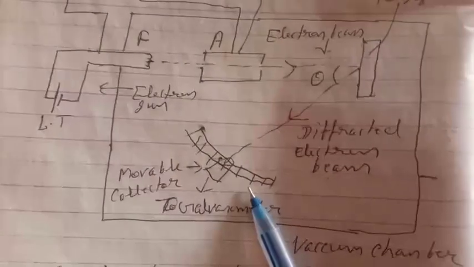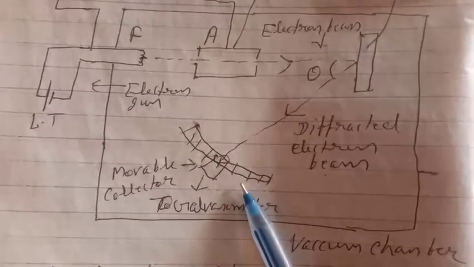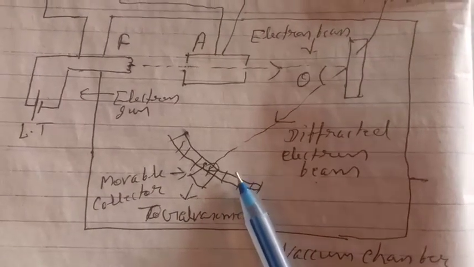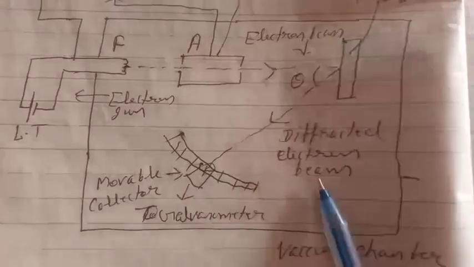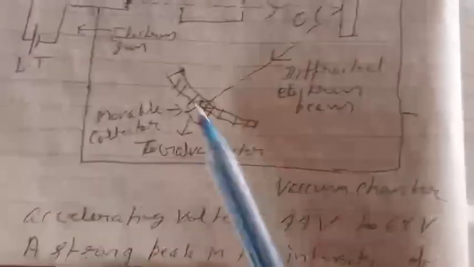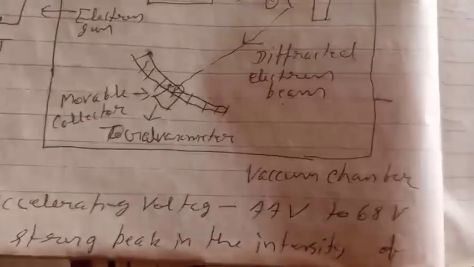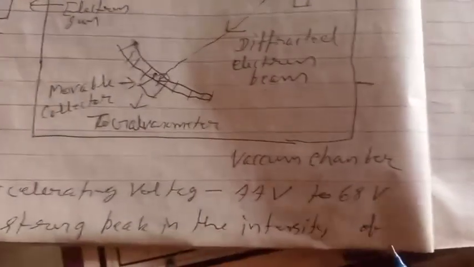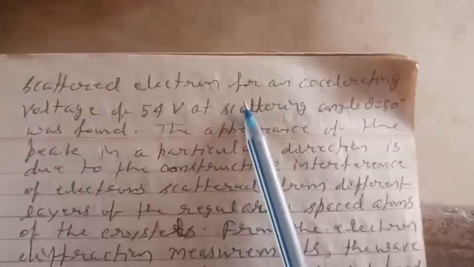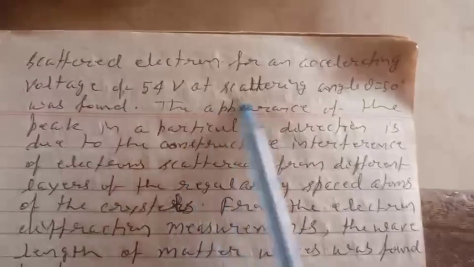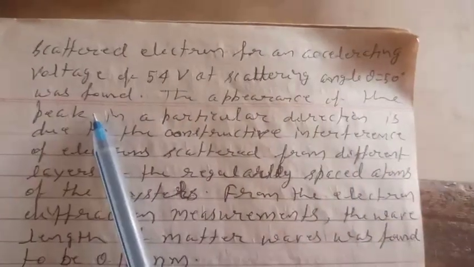And thus this verifies the wave nature of electrons, that is, only waves have a maximum intensity at some point and minimum intensity at some point. Now in the experiment, the accelerating voltage applied was 44 volt to 68 volt. A strong peak in the intensity of the scattered electrons was found for an accelerating voltage of 54 volt at a scattering angle theta equal to 50 degrees.